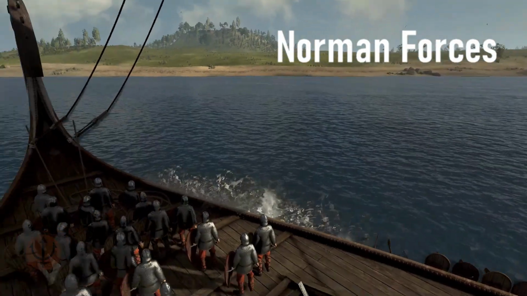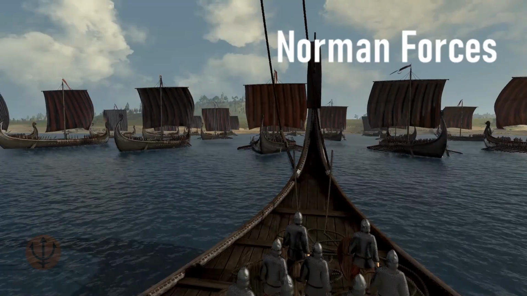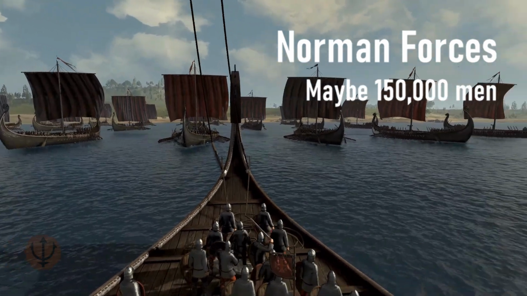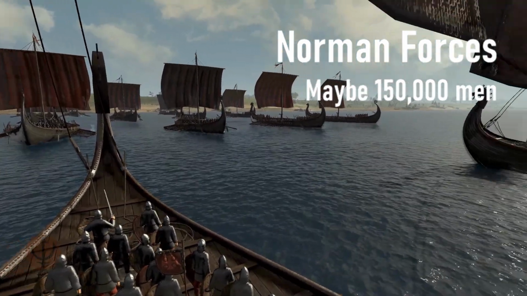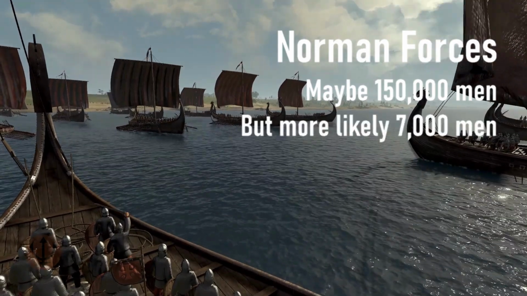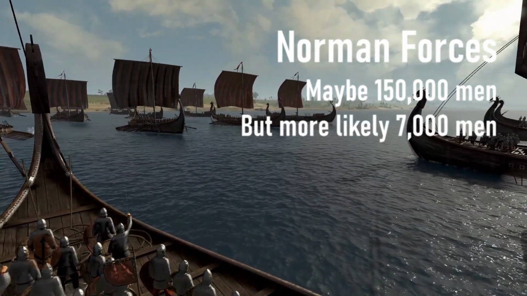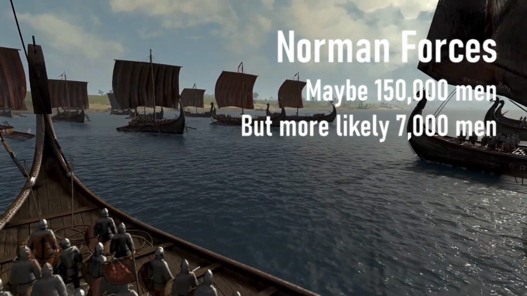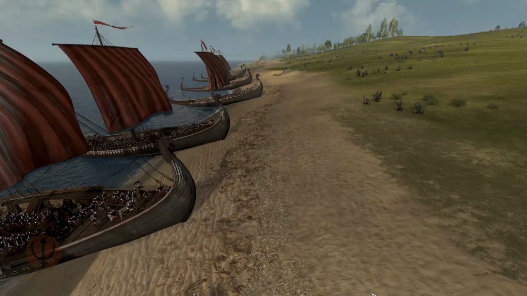Sources vary, and some are greatly exaggerated, but it is documented that William brought with him up to 150,000 men. However, modern historians believe that the realistic number was a force of 7,000 instead, based on the financial resources that would have been available to a mere duke at this time in history.